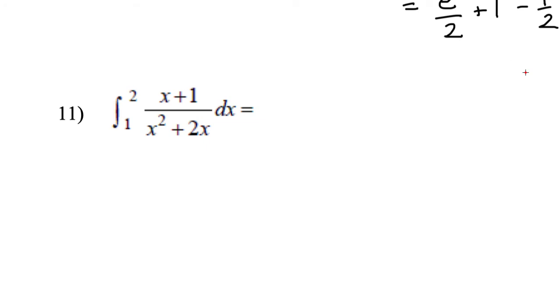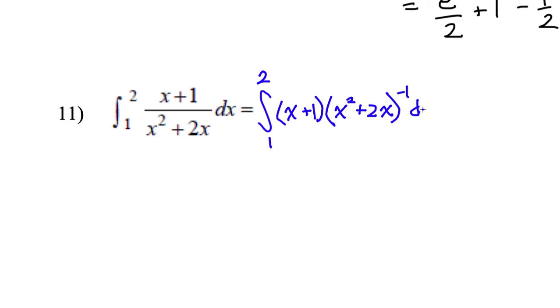All right, so number 11. We have to rewrite it without a fraction. This is now going to be the integral between 1 and 2. I guess I can put these on the top and bottom. 1 and 2 of x plus 1 times the quantity of x squared plus 2x, all of that to the power of negative 1 dx.